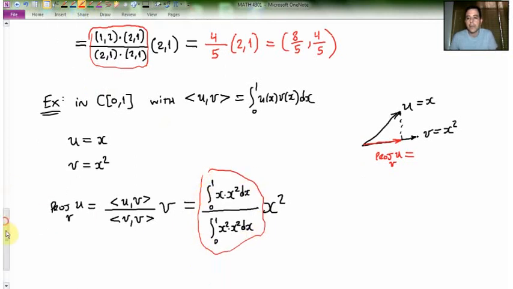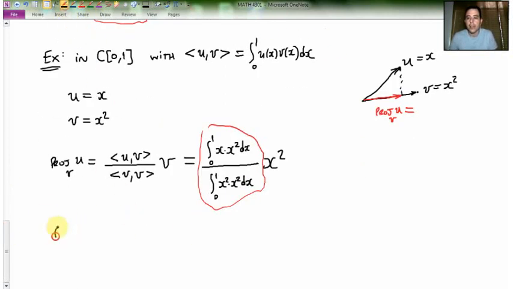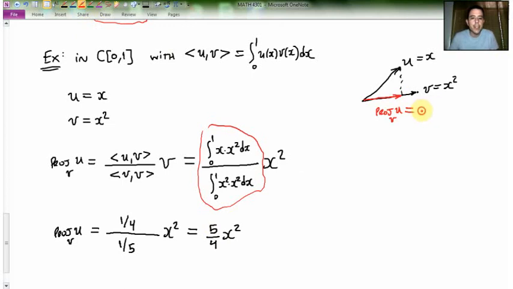The projection of u onto v. The numerator, this would be x cubed, and then x to the fourth over 4, so this would be 1/4. This is x to the fourth, which will be x to the fifth over 5. So here you go. So that is 5/4 x squared. So the projection of x onto x squared is 5/4 of x squared. All right.